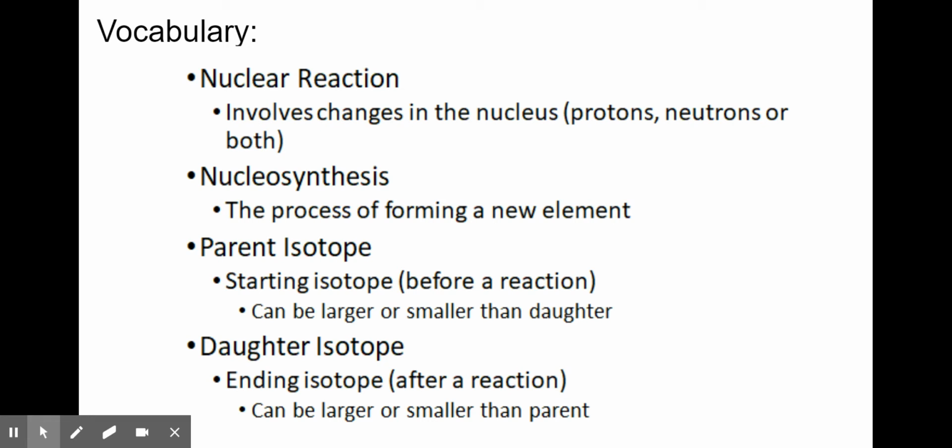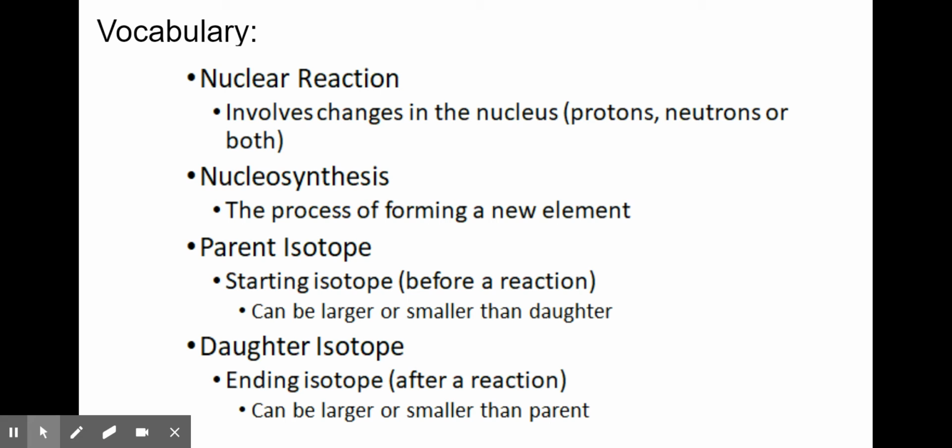Okay, so again, some new vocabulary terms. We have nuclear reaction. So this is something that involves changes in the nucleus, protons, neutrons, or both. We've seen this term before. Nucleosynthesis, it's the process of forming a new element. A parent isotope is what we start out with. You will see these on the left-hand side of a reaction. These can be larger or smaller than the daughter isotope, depending on what reaction they're going through.